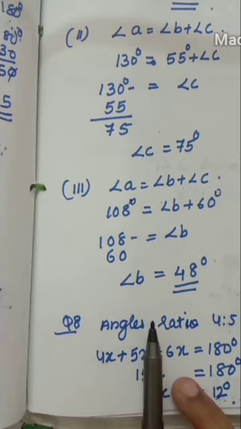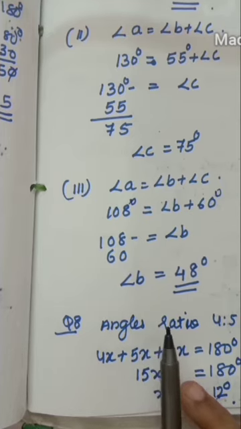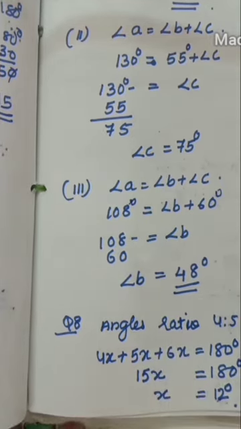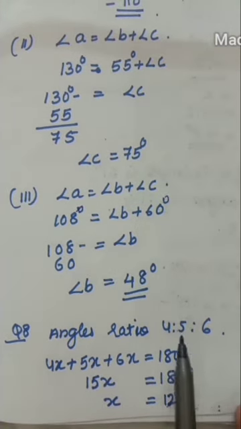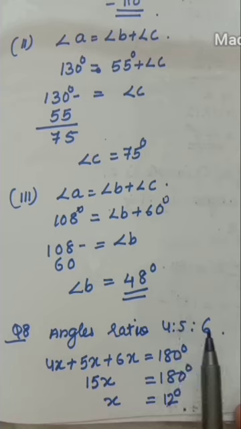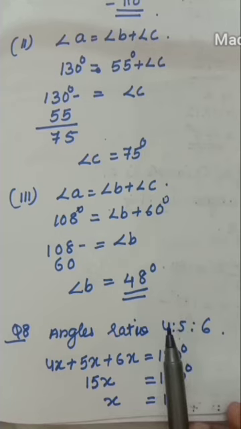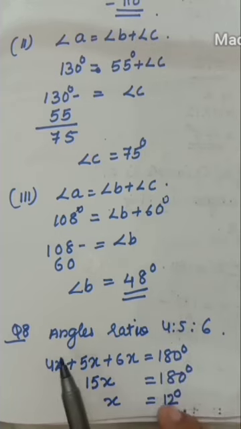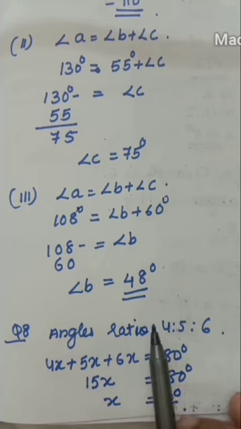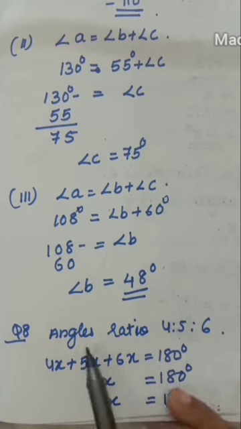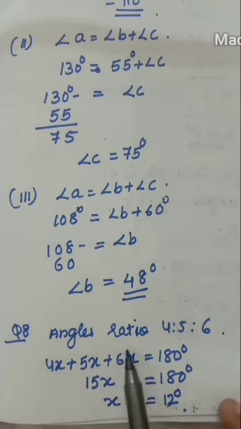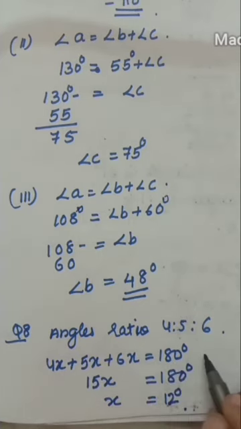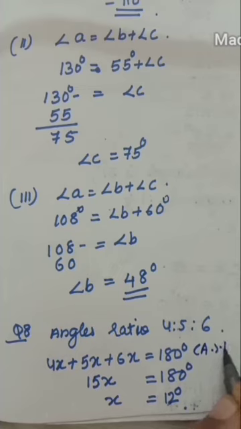Question number 8. Calculate the angles of a triangle if they are in the ratio 4:5:6. In ratio and proportion I already told you. When the question is given in ratios, each number you have to take along with a variable. I take x as the variable. Then my angles are 4x, 5x and 6x. When you add these three angles, you will get 180 degree. That is the angle sum property.